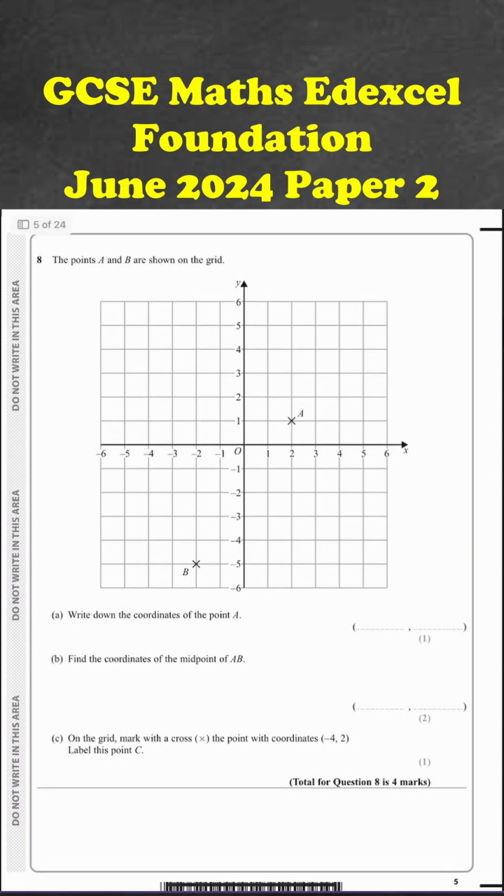Question number 8. The points A and B are shown on the grid. Write down the coordinates of the point A. So we want the x coordinate first, then the y coordinate. So we have 2, 1.